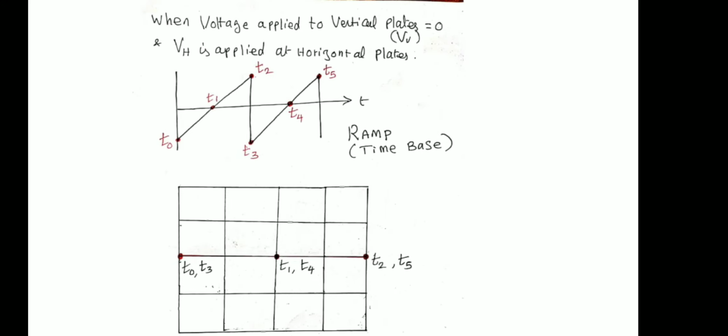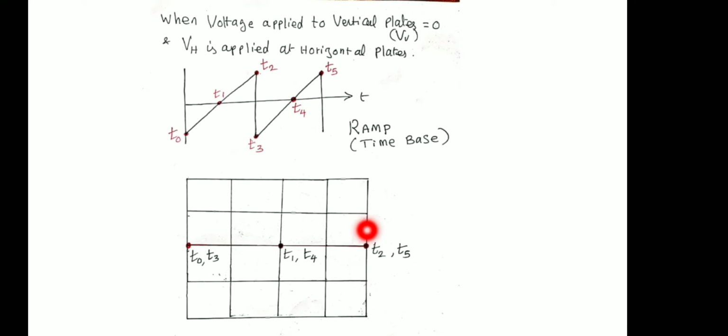see here, from time T2 to time T3, in no time the voltage switches from the positive peak to the negative peak. Hence the luminous spot on the screen, at T2 to T3, suddenly moves in no time to the left extreme point. So from the right extreme to the left extreme, it switches so fast that we are not able to trace that switching.